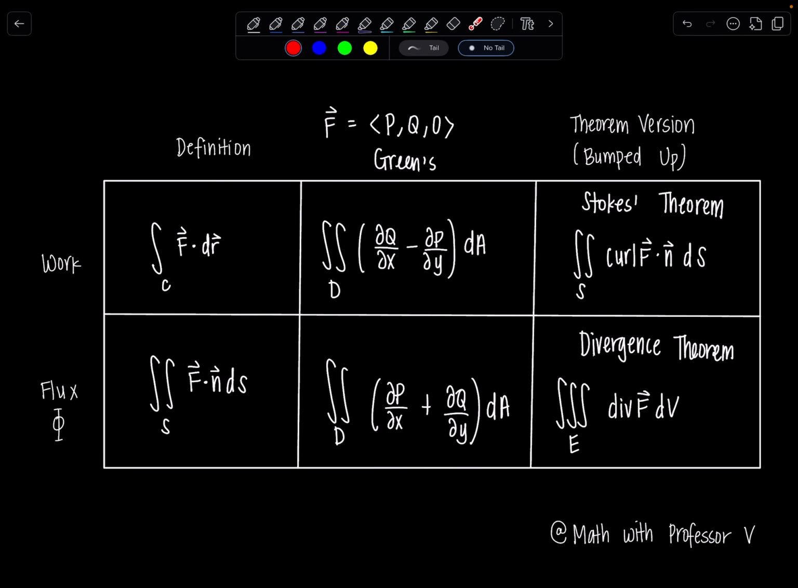Now, this is a good big picture overview. Of course, you want to see examples of using each of these theorems. I hear you loud and clear.